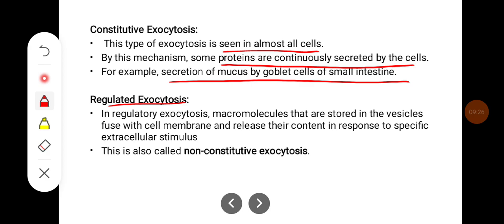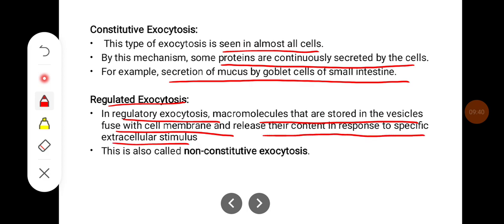Regulated exocytosis or non-constitutive exocytosis: macromolecules that are stored in the vesicles fuse with the cell membrane and release their content in response to a specific extracellular stimulus.